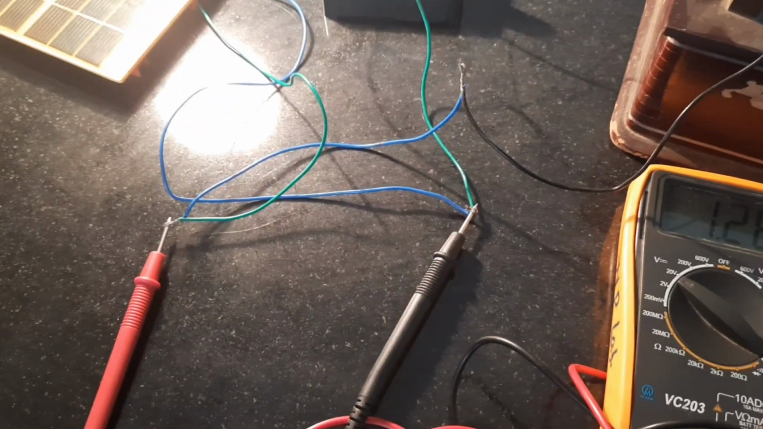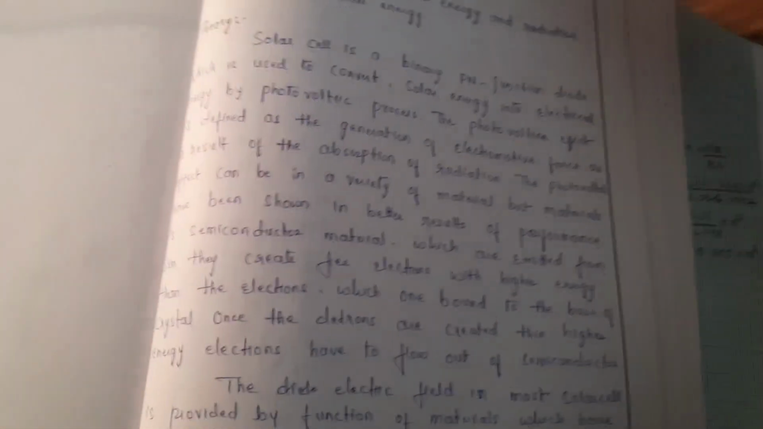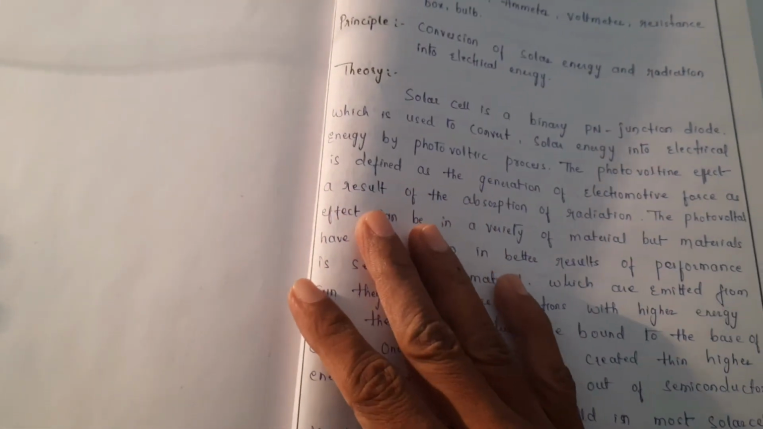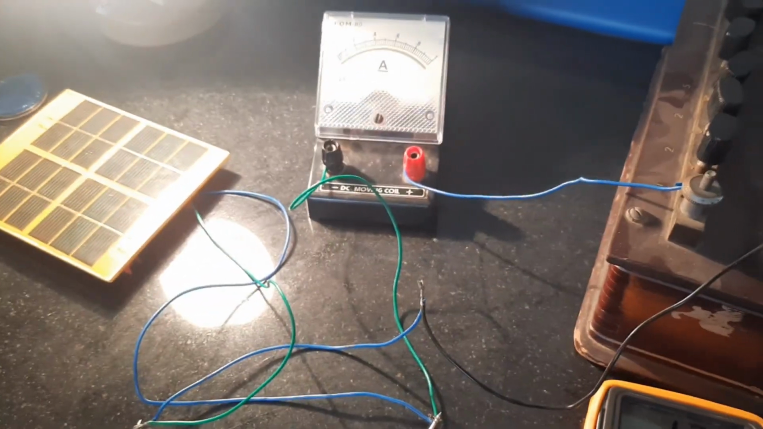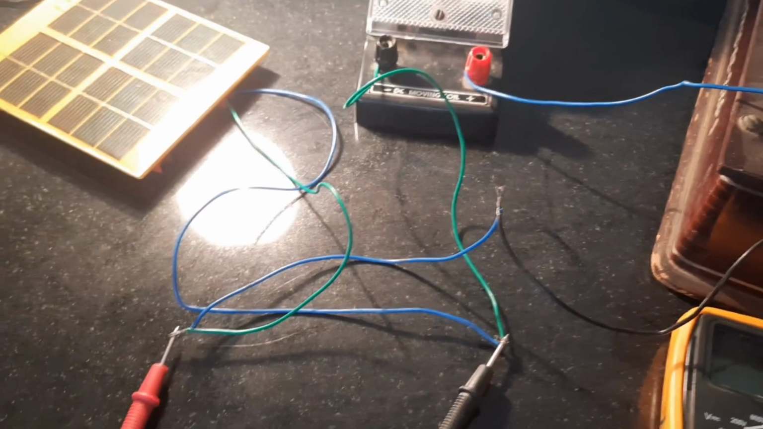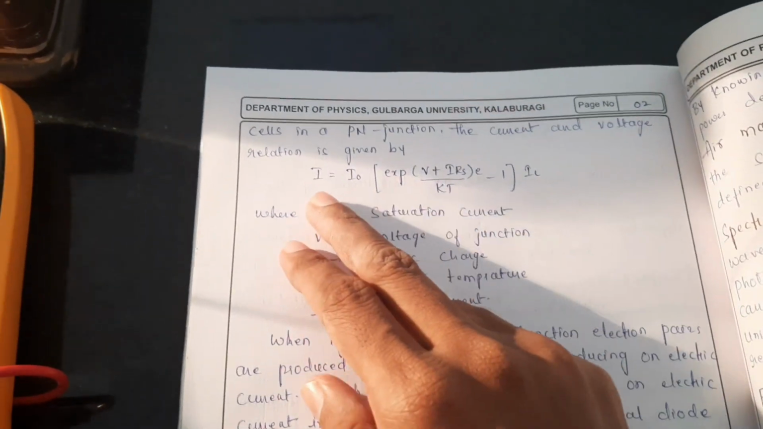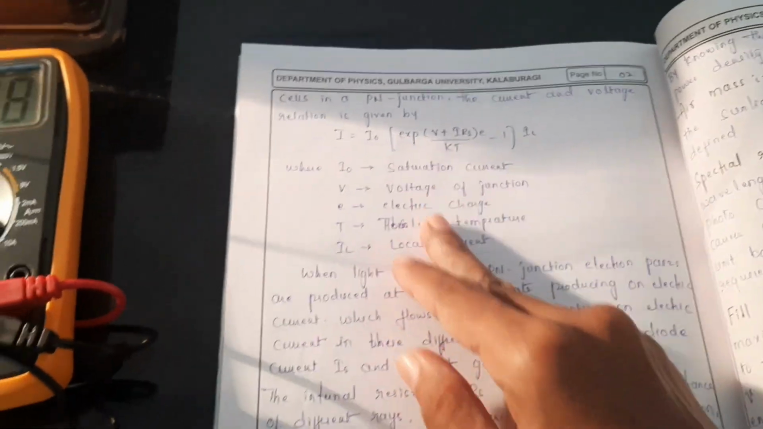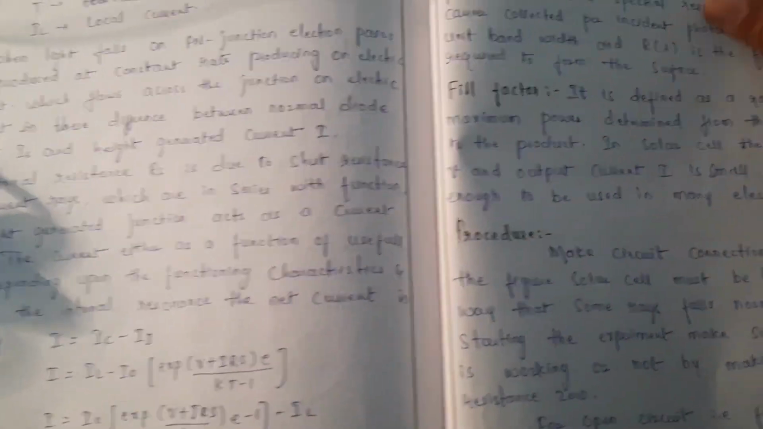So next, first you need to understand what a solar cell is. A solar cell is a PN junction diode which converts solar energy, or radiation light, into electrical energy. So this is the relation for a PN junction diode for current and voltage. Already you have studied the theory of solar cell.